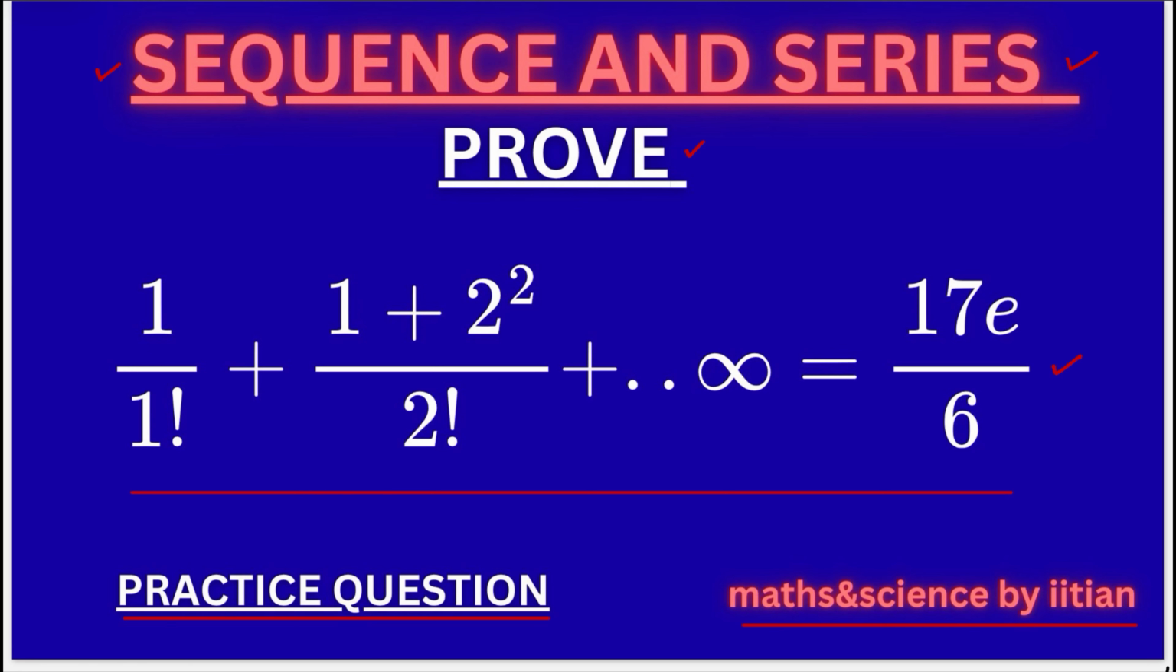For proving this value, we have to know what is the value of e in series form. Now, it involves the sum of the natural numbers, the sum of the squares of the natural numbers, the sum of the cubes of the natural numbers, and the value of e, the natural logarithm. Then only we will be able to prove this theorem, and it's got a lot of concepts in it.